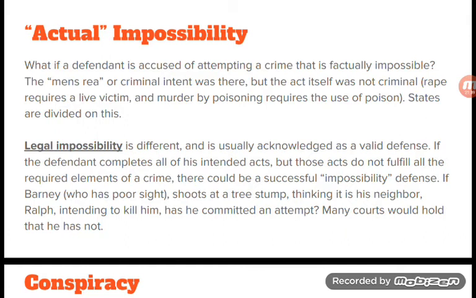Legal impossibility is different and is usually acknowledged as a valid offense. If the defendant completes all of their intended acts, but those acts do not fulfill all the required elements of a crime, there could be a successful impossibility.